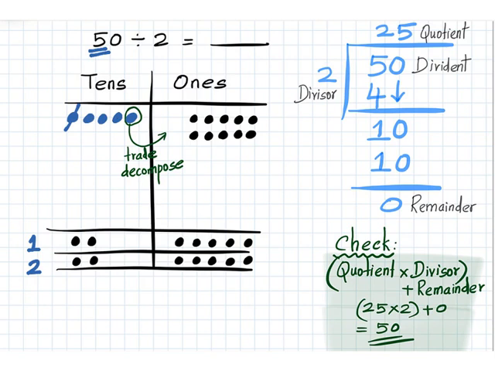So first ten goes to the first person, second ten goes to the second person, third ten goes to the first person, and fourth ten goes to the second person. And the fifth ten, I cannot share it equally, right? I cannot break it. So it is left over.